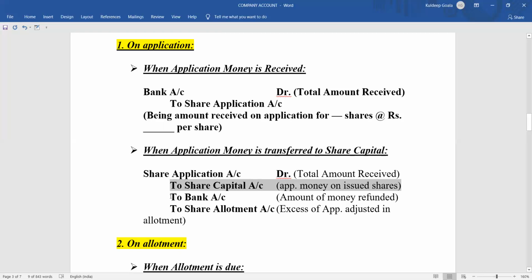Then जो भी पैसा हम लोग रिटर्न करेंगे एक्सेस अगर है तो to bank account, okay. Share application account debit total to share capital to the extent of issued or received whichever is less, then to bank account will be the excess money or whatever refund we are making, and if there is any excess that we are adjusting in the allotment, that will go to the allotment account. ठीक है, कोई भी अगर एक्सेस हम लोग एडजस्ट कर रहे हैं अलॉटमेंट या कॉल में, तो कॉल होने से कॉल में चला जाएगा, अलॉटमेंट होने से अलॉटमेंट, पहले अलॉटमेंट फिर कॉल.